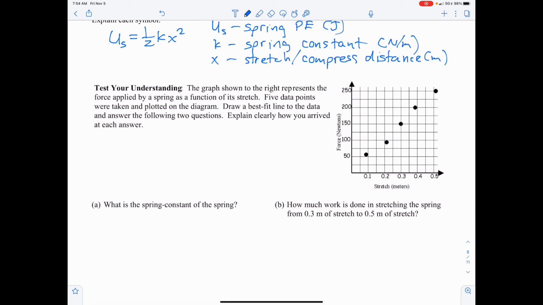Okay. Test your understanding. The graph shown on the right represents the force applied by a spring as a function of the stretch. 5 data points were taken and plotted on the diagram. Draw a best fit line to the data and answer the following 2 questions. Now let's draw a best fit line first.